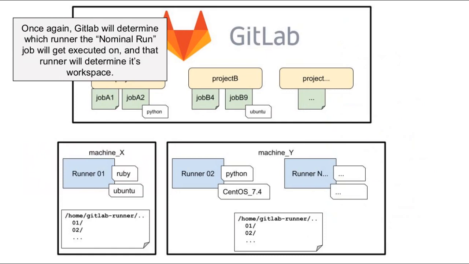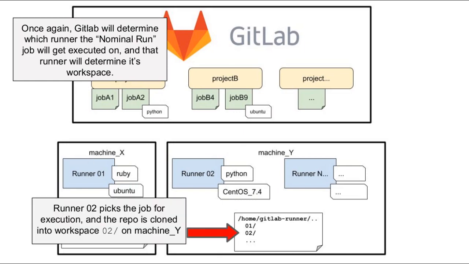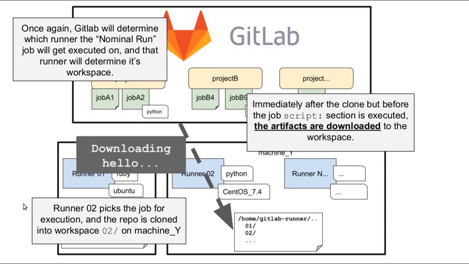So once again, GitLab will determine which runner the nominal run job will get executed on, and that runner will determine its workspace. So let's say, for example, runner 02 picks the job for execution, and the repo is cloned into workspace 2 on machine Y. So we ended up building on machine X, but we're going to run on machine Y, in completely different machines and completely different workspaces. So immediately after the clone for this run job, but before the job script section is executed, the artifacts have to be downloaded to the workspace. This happens automatically through the GitLab CI artifact mechanism.